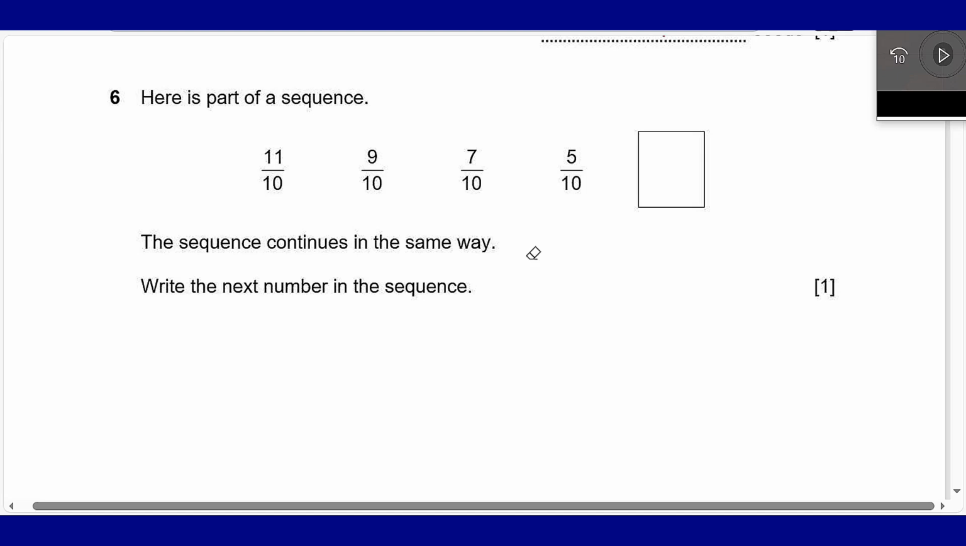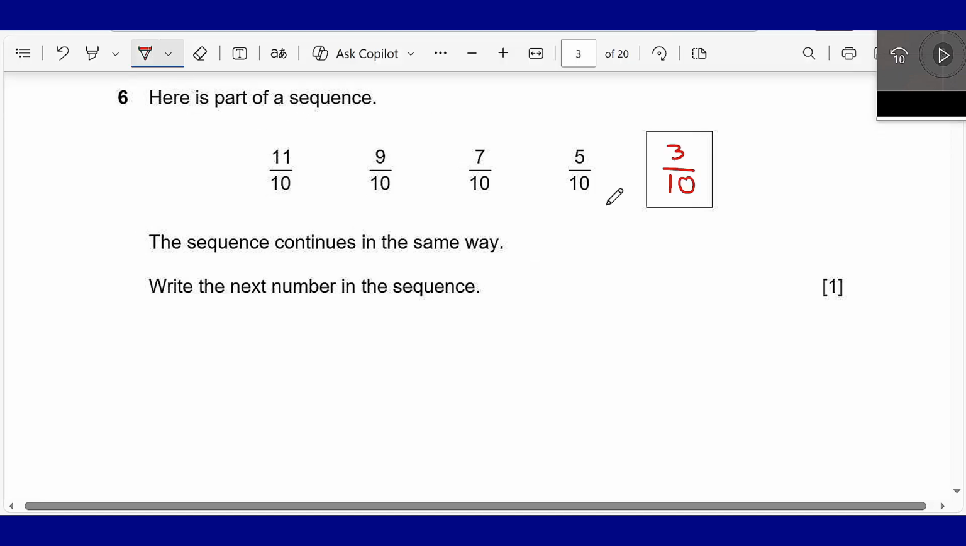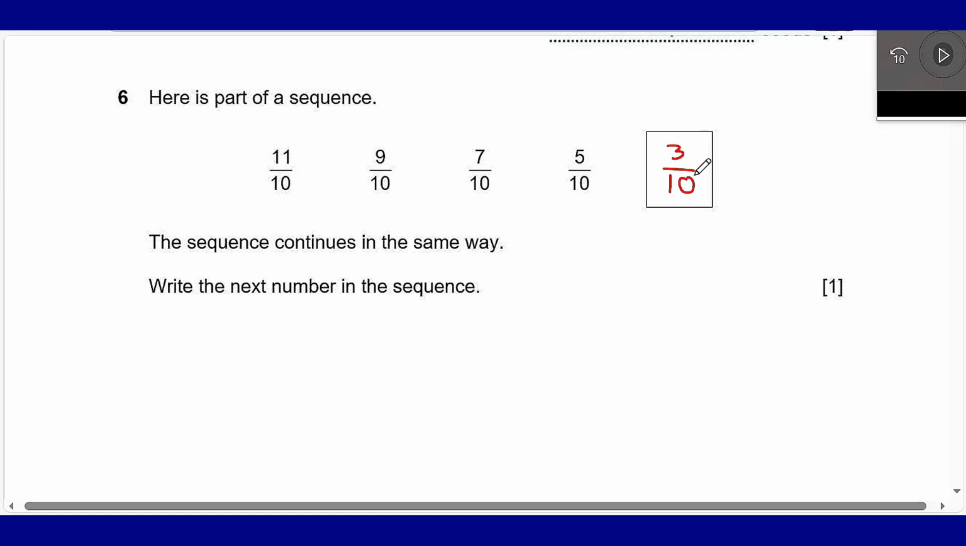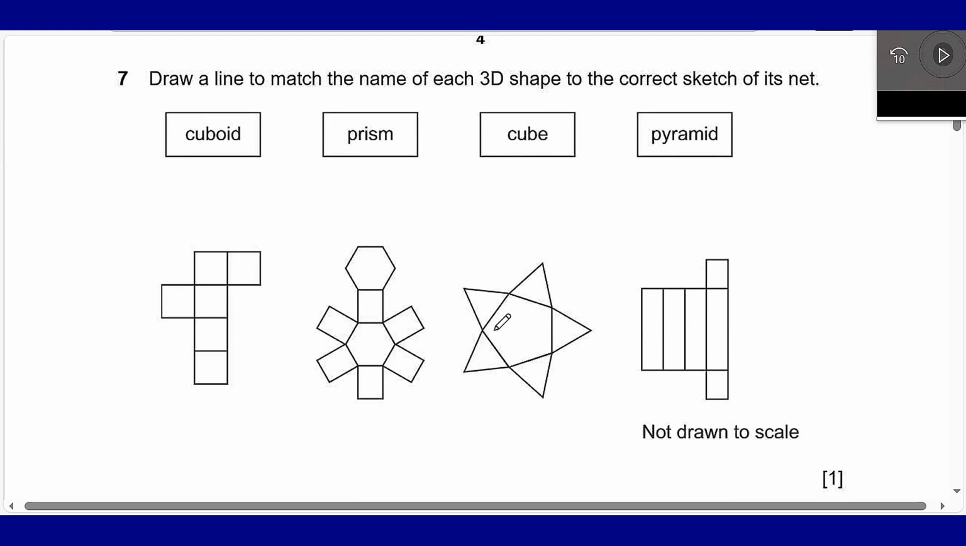Okay, let's check out the answer, guys. It's 3 over 10. How do we get that? So we just see the pattern. 11 to 9 is minus 2, 9 to 7 is minus 2, 7 to 5 is minus 2, and we also minus 2 from 5. We get 3 over 10. Next, move on. Number 7.